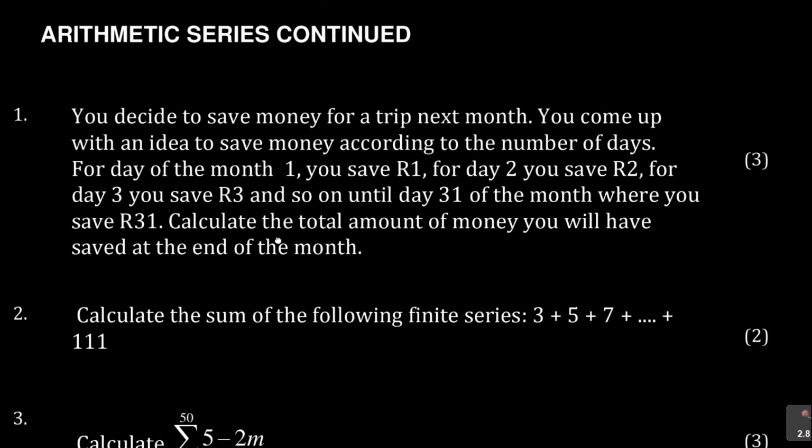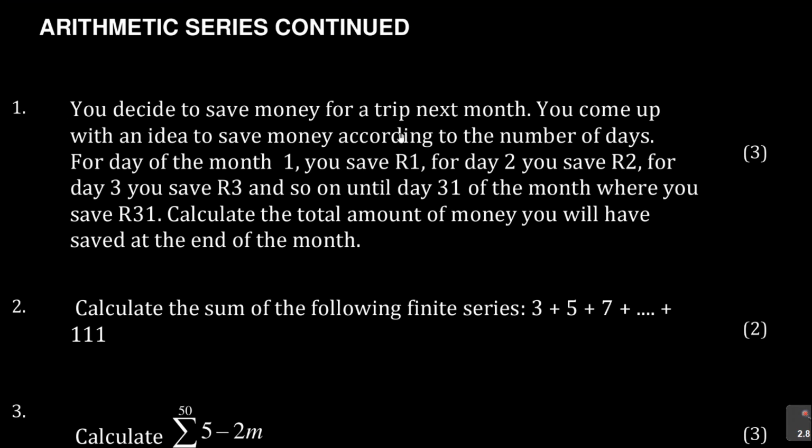It says you decide to save money for a trip next month. So you have a trip that you want to undertake, so you decide to save money. You come up with an idea to save money according to the number of days. For day of month 1, you save 1 rand. For day 2, you save 2 rand. For day 3, you save 3 rand, and so on until day 31 of the month, where you save 31 rand. So let's make sense of this.